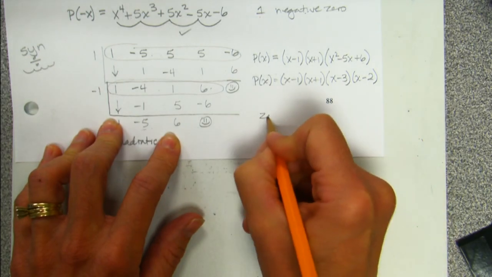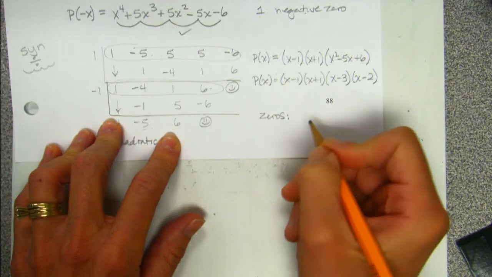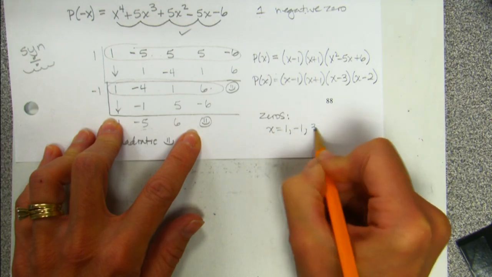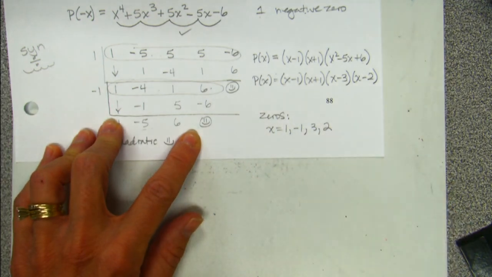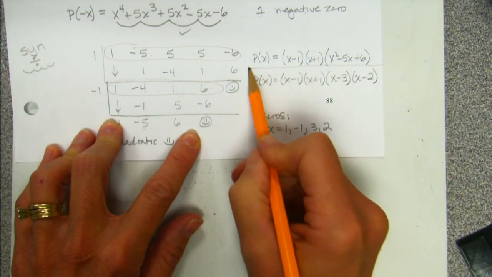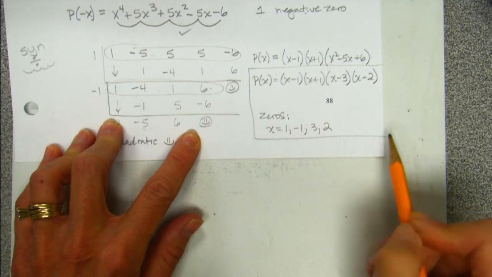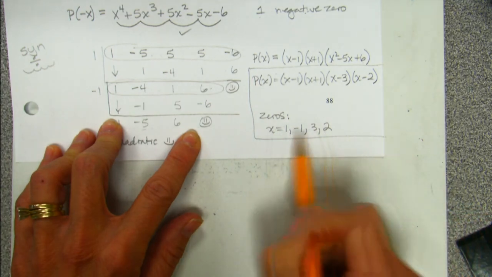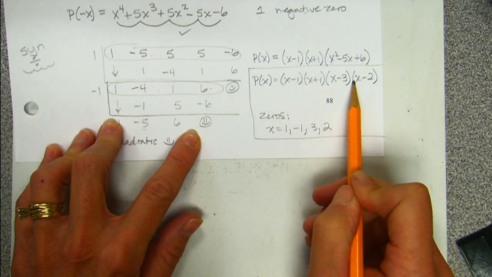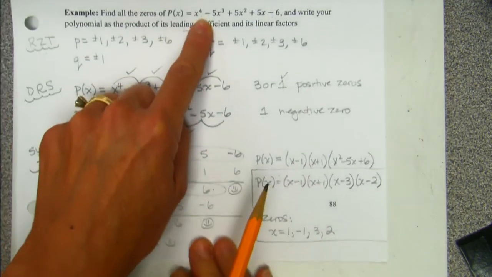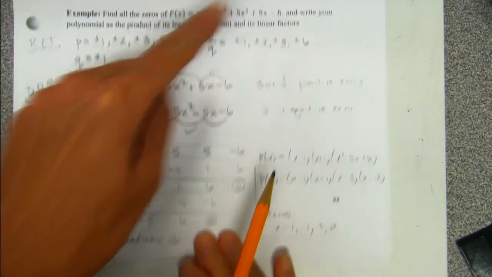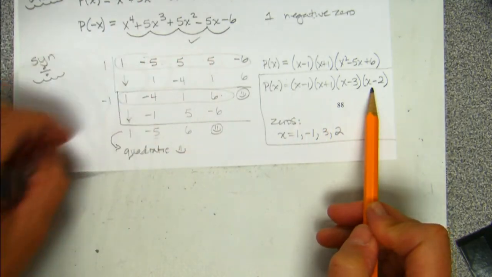And my zeros are 1, negative 1, 3, and 2. These right here, these two things answer the question that's being asked. It asks you to find all the zeros, boom, and it asks you to write it in factored form, boom. Y'all just learned how to factor that hairy, crazy, ugly thing. It factors down to this. Yay.